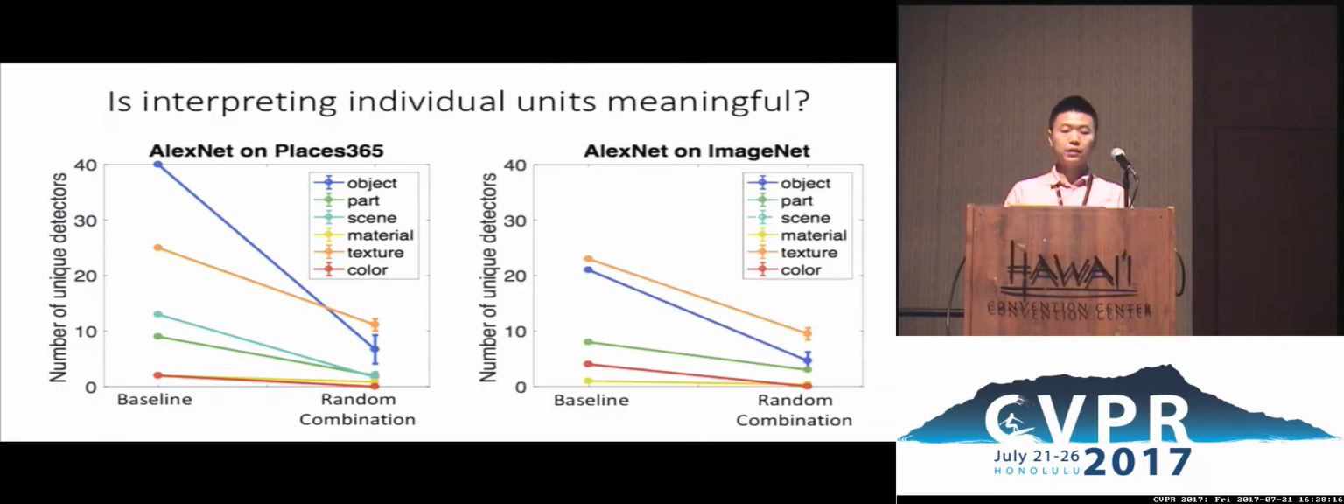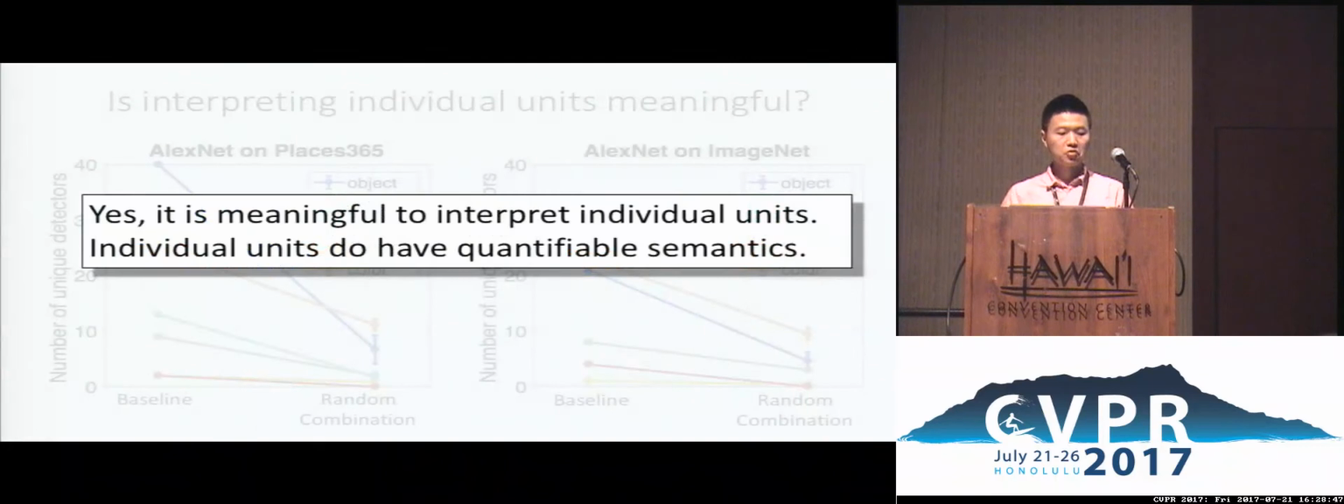We also apply this to the AlexNet trained on ImageNet. In the AlexNet trained on ImageNet, this phenomenon is not that significant. It drops, but only by about 50%. So that's maybe one of the reasons why previous research shows that there is no distinction between units and feature space, because they only evaluated the model trained on ImageNet. Also, they relied on visualization rather than quantitative interpretation to analyze the interpretability of units. So here is our takeaway: it is meaningful to interpret individual units. Also, individual units do have quantifiable semantics.